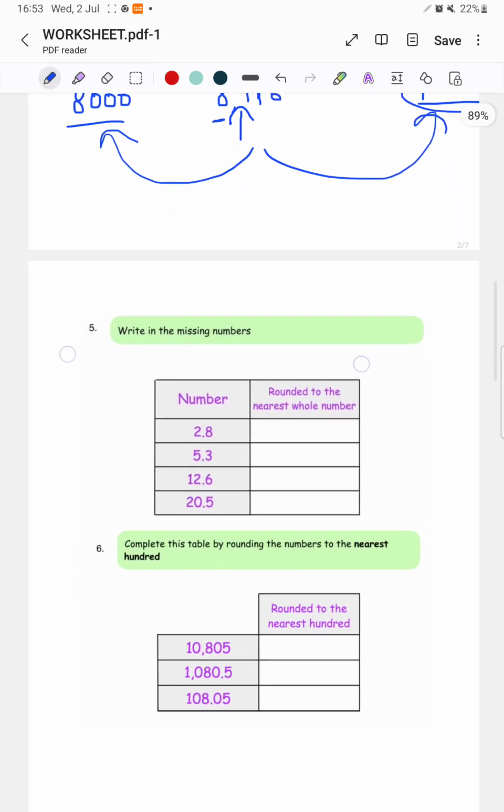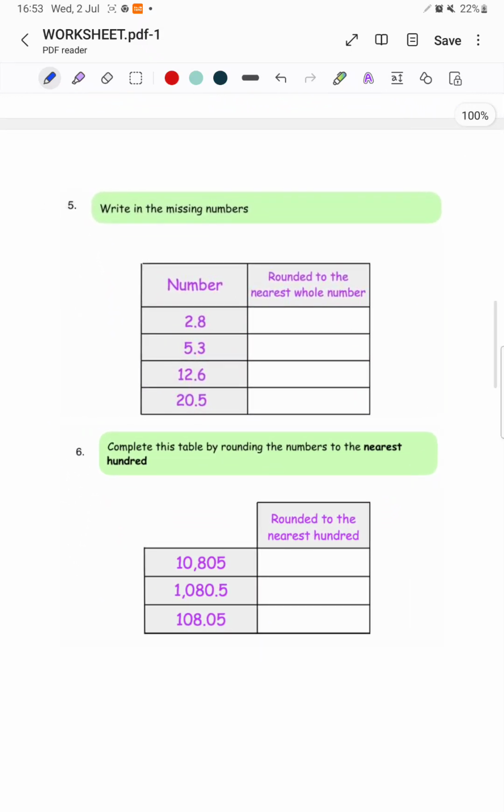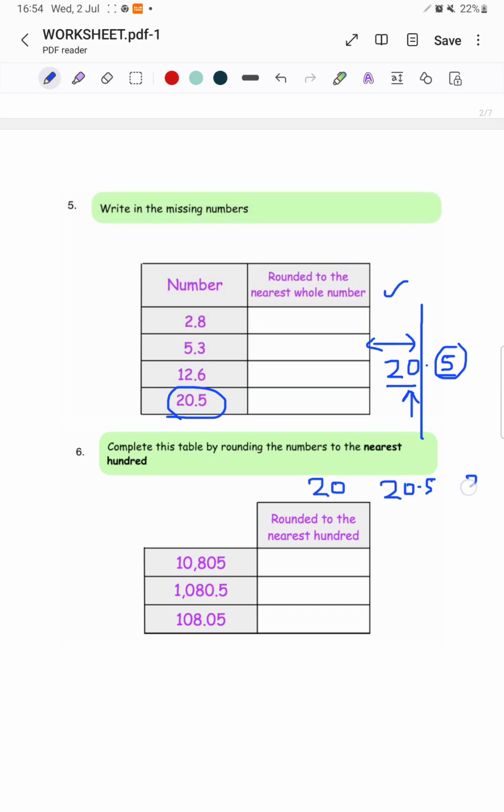Then the next question comes. These are decimal numbers, but we need to round to the whole numbers. I will pick one question, 20.5. If I have to round it to the whole number, my answer should be only the whole part, with no decimal point or decimal part. So here the number is 20, and the immediate next digit we have to see is 5. So it is 5 or more. That means this 20.5 lies between the whole numbers 20 and 21.